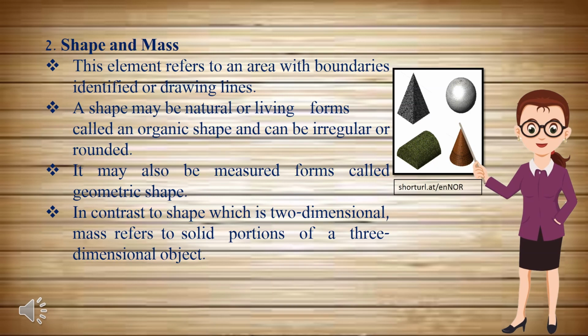Number two, shape and mass. This element refers to an area with boundaries identified by drawing lines. A shape may be a natural or living form called an organic shape and can be irregular or rounded. It may also be a measured form called a geometric shape. In contrast to shape, which is two-dimensional, mass refers to the solid portion of a three-dimensional object.